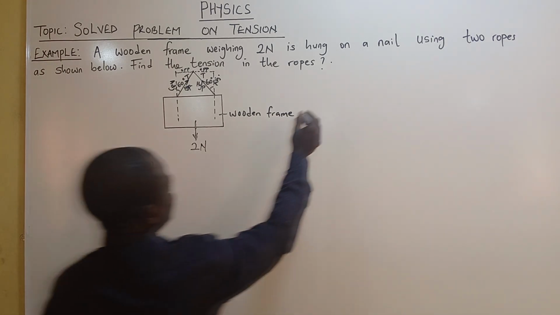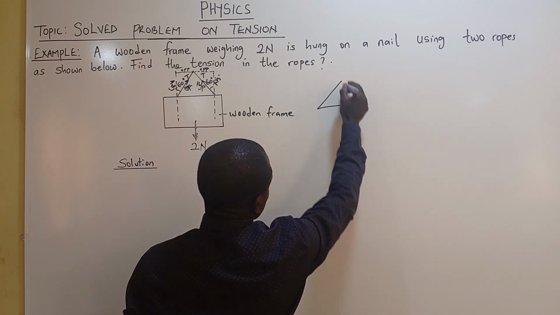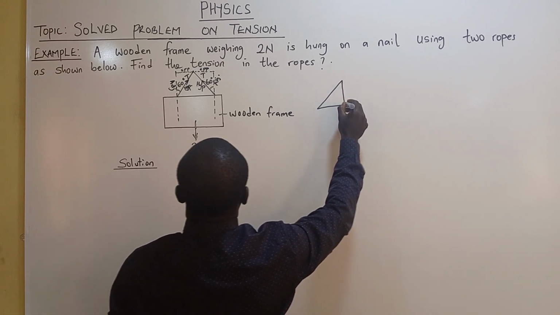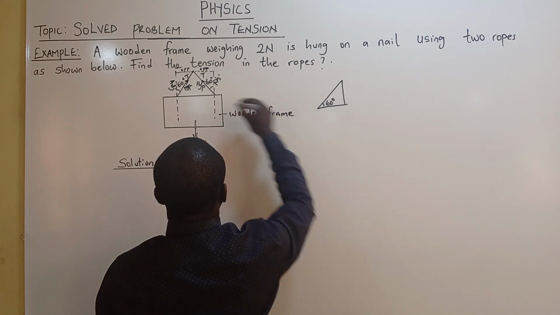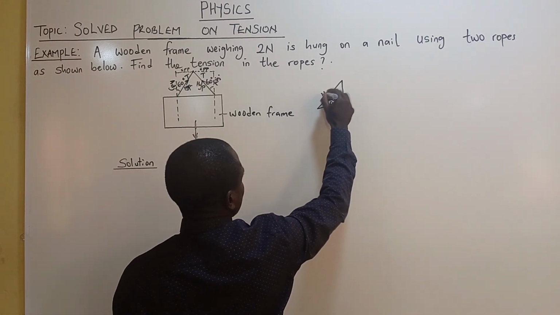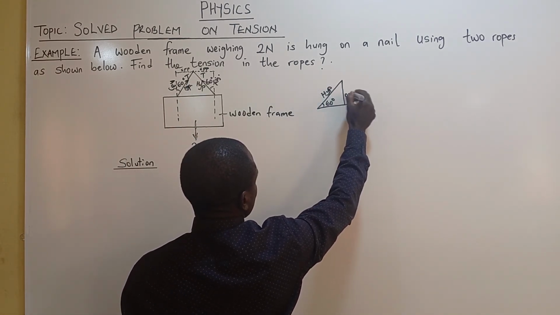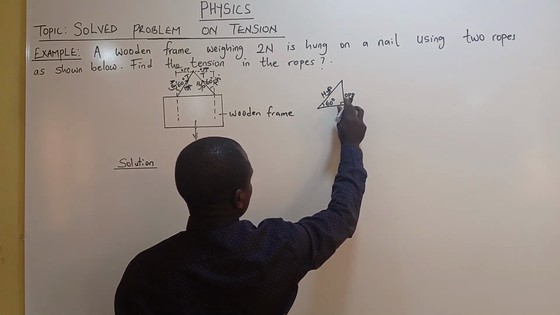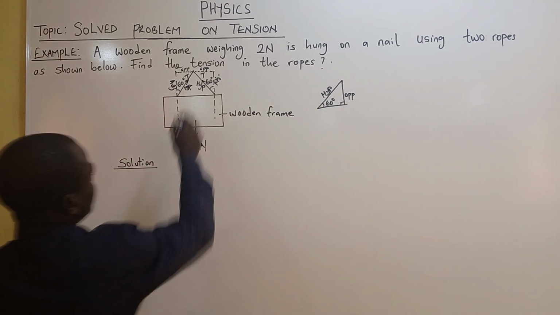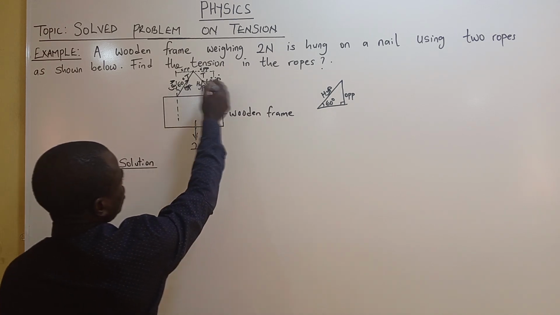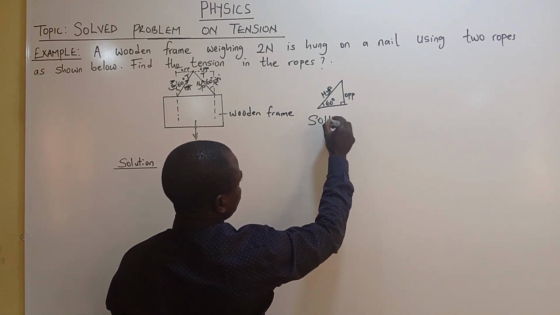Just take it in a way that you understand it. This is angle 60 degree. This is the hypotenuse, and this is the opposite, with angle 90 degree. We are going to apply SOHCAHTOA so that you can get our tension. It's the same thing with the other side. We have the SOHCAHTOA.